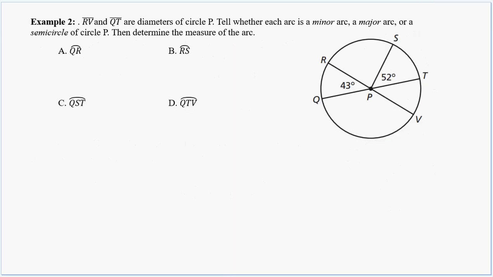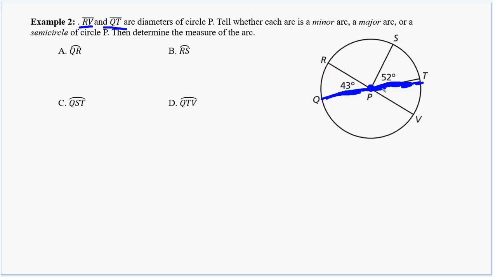Okay, let's put some of this knowledge to use here. Let's read our setup. RV and QT are diameters of circle P. So here's the center of circle P, and we have RV and QT. Tell whether each arc is minor, major, or a semicircle, and then find the measure of it. So let's see here. The first thing, let's look at this circle. Let's fill in all our blank spaces. Here is a diameter, so that's half a circle.